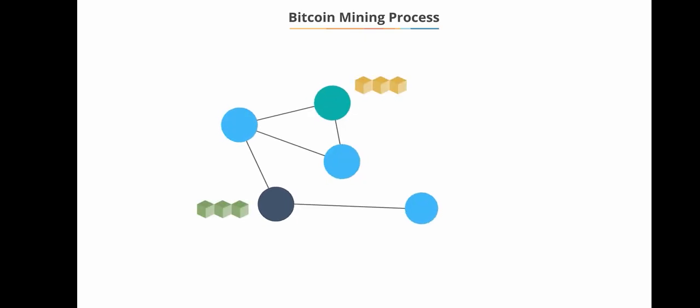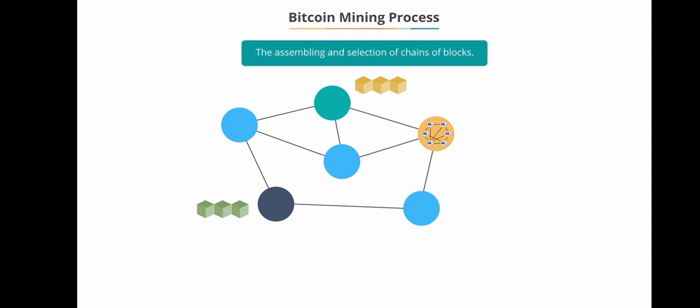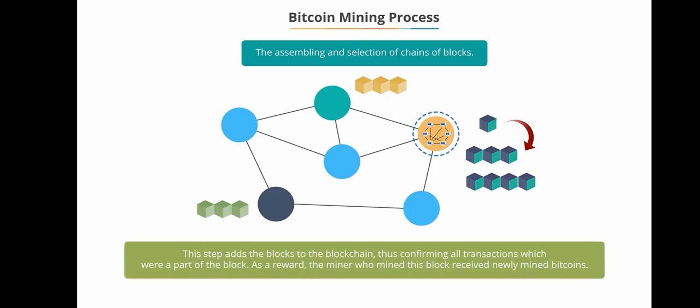Bitcoin mining process. Independent selection by every node of the longest chain. Assembling and selecting chains on the block. In the network shown on the screen, once the node in orange color validates the block, it assembles the chain by connecting the block in the existing blockchain. This step adds the blocks to the blockchain, thus confirming all transactions which were a part of the block. As a reward, the miner who mined this block received newly minted bitcoins.